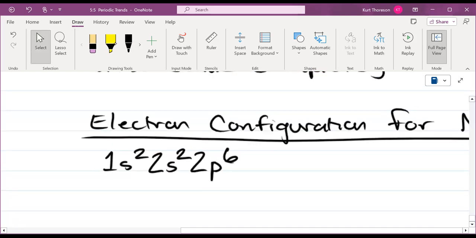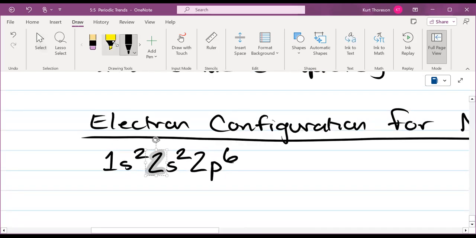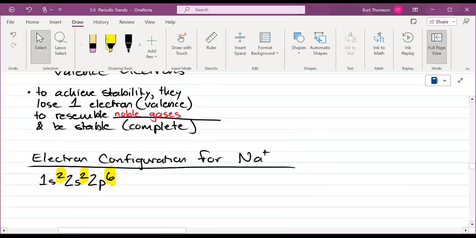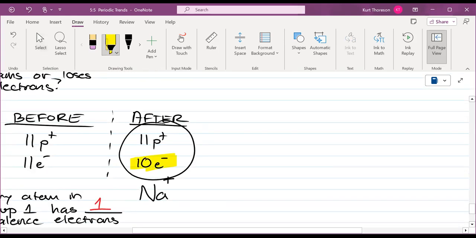Exactly. Guys, these exponent numbers are the number of electrons. 2 plus 2 plus 6 is how many? 10. How many electrons did the sodium ion have? 10. That's why we didn't go to 3s1.